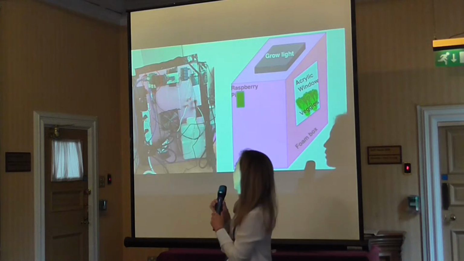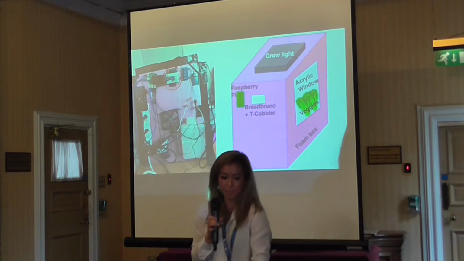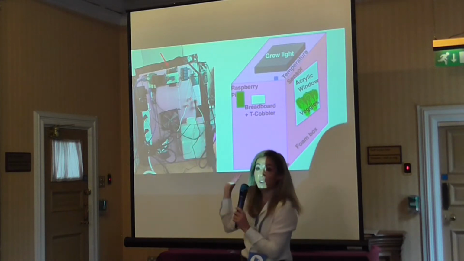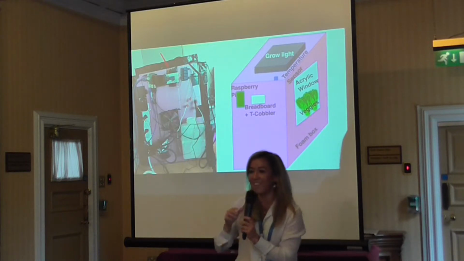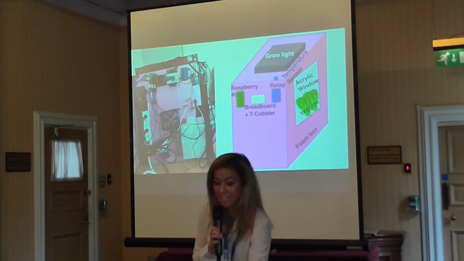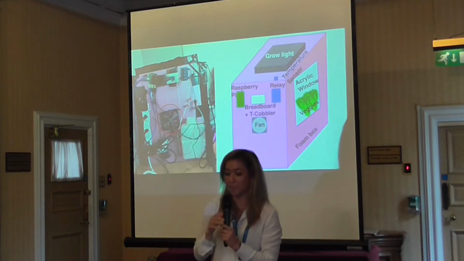And then we get to the good stuff. We have it all running with a Raspberry Pi that's connected to a breadboard and a T-cobbler, which then is connected to a temperature sensor, which you can't see because we're measuring the temperature inside the box, but I'll show it in the next slide. And then it's connected to a relay, which is connected to the grow light and to a fan, which helps regulate the temperature inside of this box.